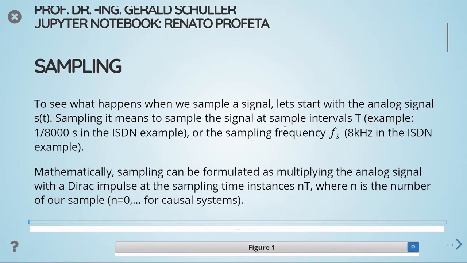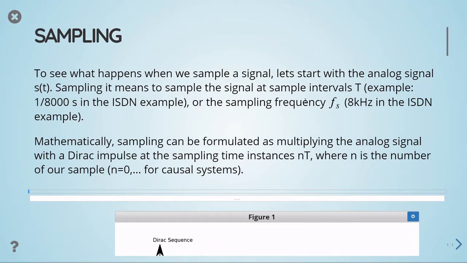Just for an example, in ISDN systems, 8 kilohertz is used as the sampling frequency. For audio in CDs, we usually use 44.1 kilohertz. Some other audio systems also use 48 kilohertz.